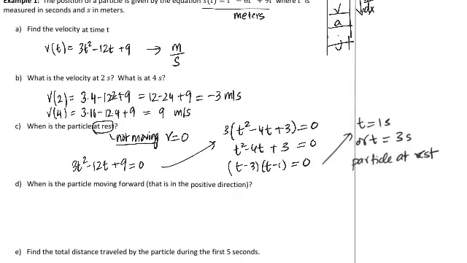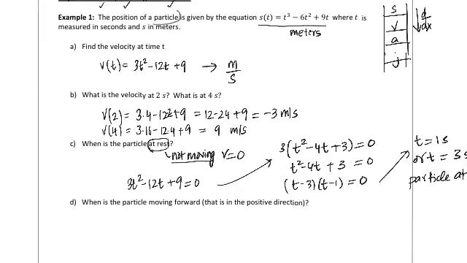And by the way, particle just means whatever is moving. It's an object. And in these types of problems, we're moving along a straight line. So we're either moving backwards and forwards along the x-axis or the y-axis, or the z-axis. We're just moving on a straight line.